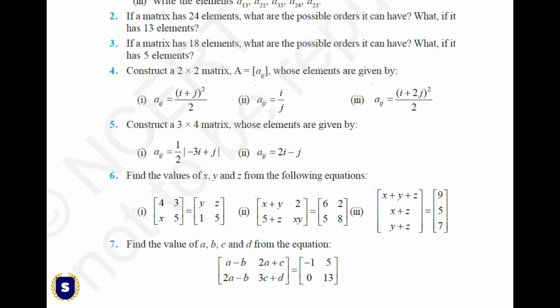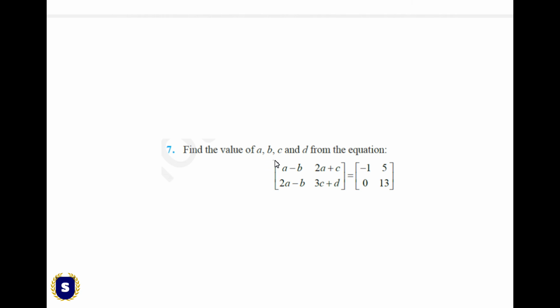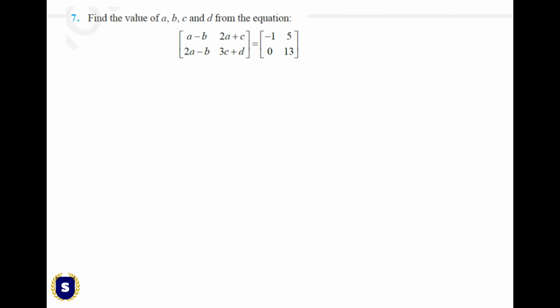Let us do our next question. Question number 7. Here also we have to calculate the value of a, b, c and d. Since we have 4 variables, we must have 4 equations to solve this. The number of equations must be equal to the number of unknown variables.